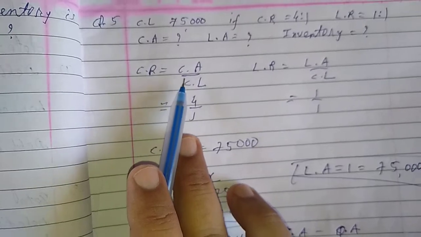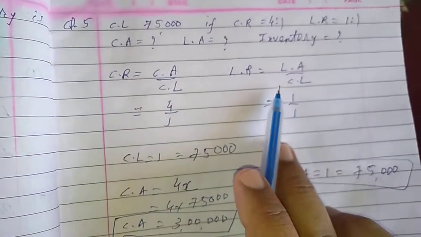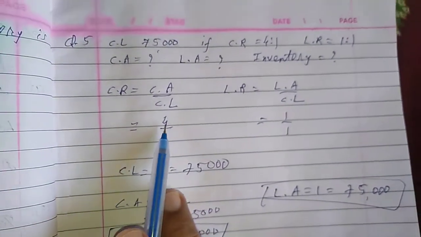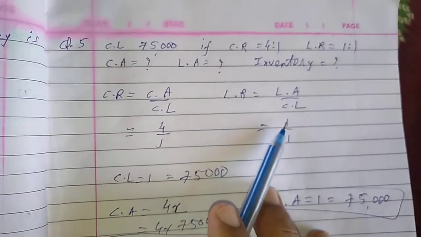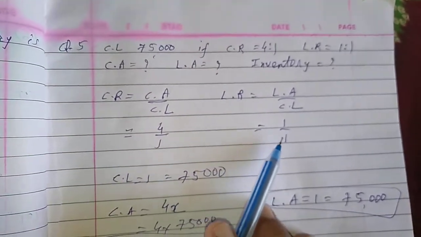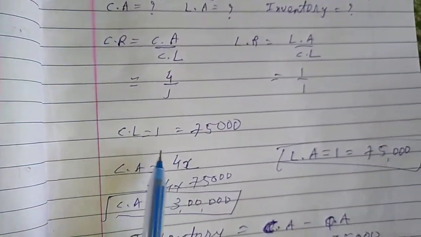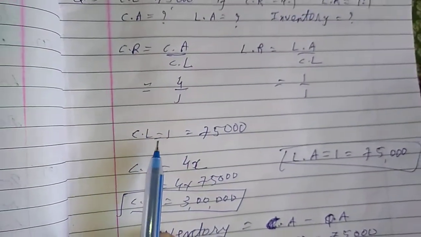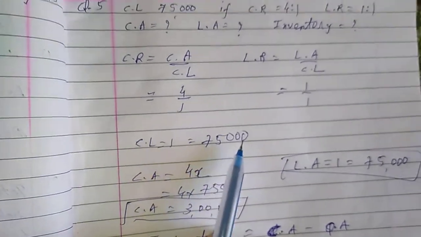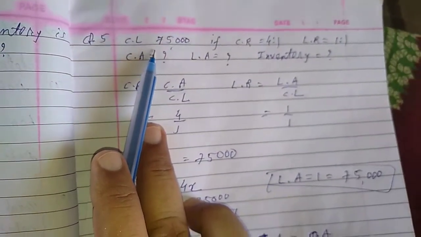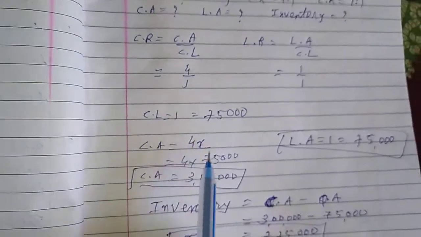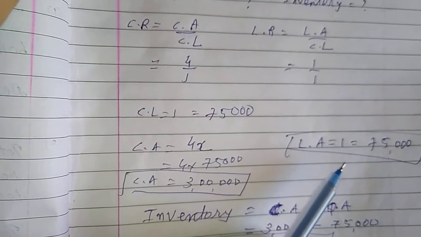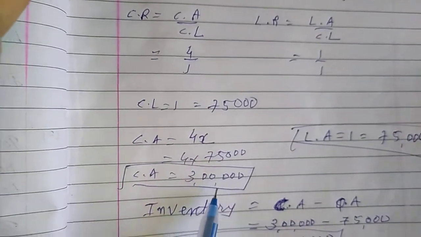First of all, you have to put the formula. Current ratio is equal to current asset upon current liability. Liquid ratio is equal to liquid asset upon current liability. Current ratio is given 4 is to 1, so 4 upon 1. Liquid ratio is given 1 is to 1, so 1 upon 1. Current liability is common, 1, so here we assume current liability is equal to x, or 75,000, as it is already given. So current asset is 4x and liquid asset is 75,000. Current asset is 4 into 75,000, 3 lakh.